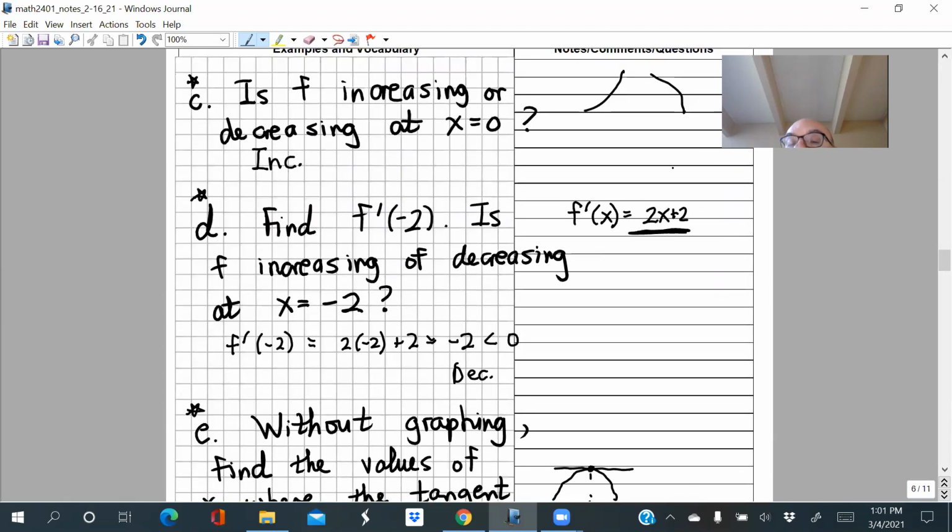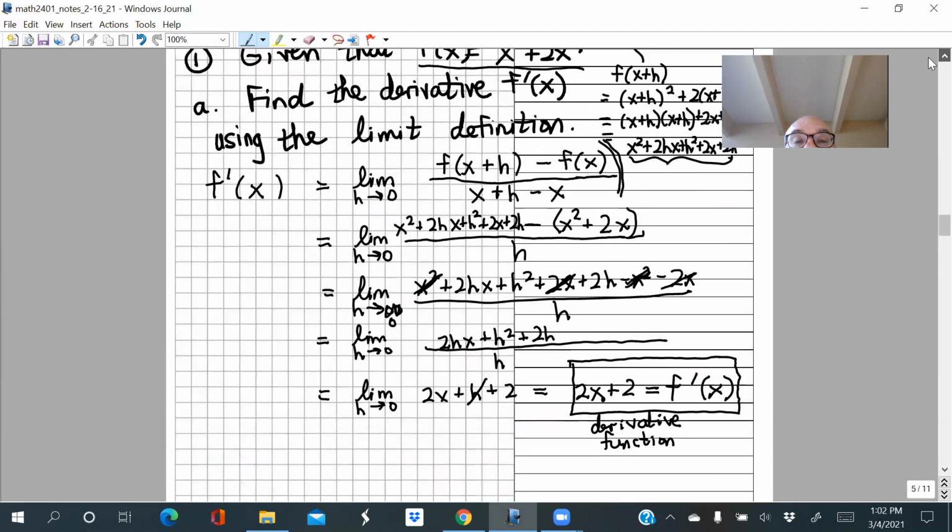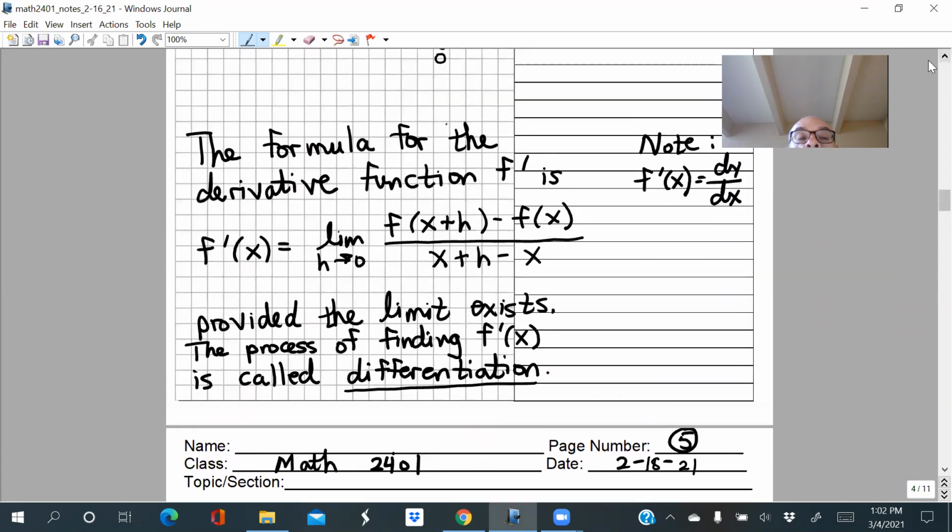And we did that by finding this function. Remember, this function is called the derivative function. That is the formula you can use to compute derivatives for any x value on your original function. How did we find that derivative function? It came from this equation. That was the equation that we simplified to find the derivative function.